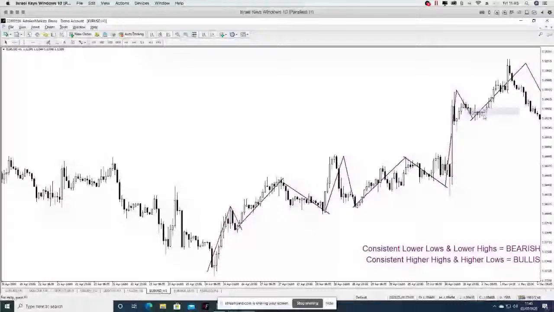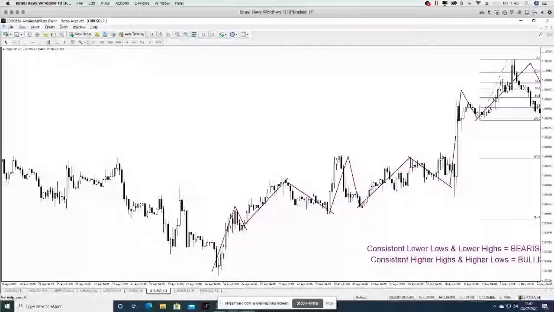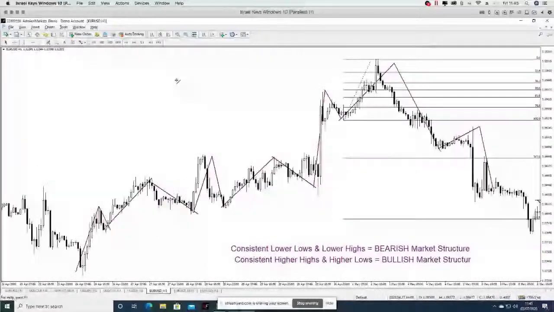However, the moment this previous retracement is broken there, this here, at this point here, is the market structure break. And the truth of the matter is, it doesn't need to be by much.